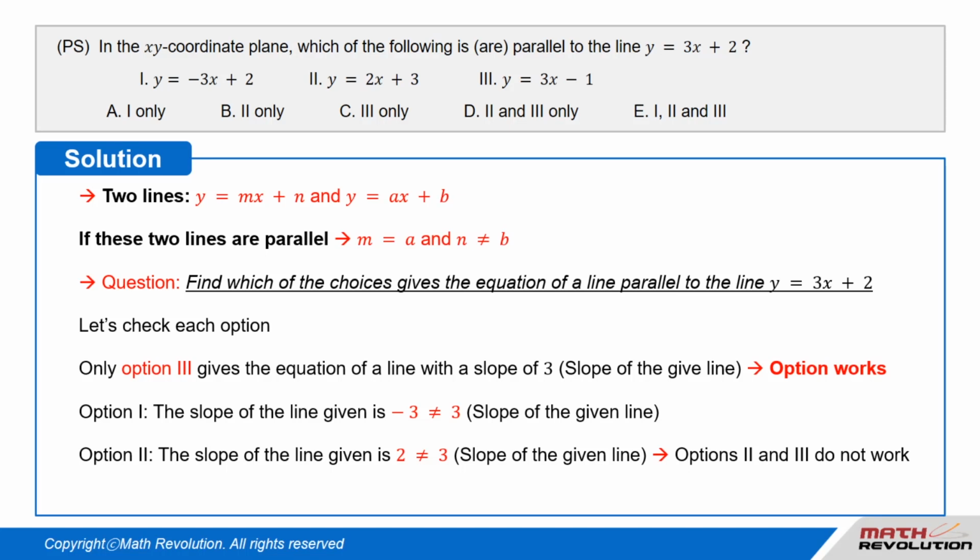You are applying the theory that parallel lines have the same slopes and different y-intercepts. Knowing this well is going to save you time and raise your GMAT score. Thus, C is the correct answer. Answer C.